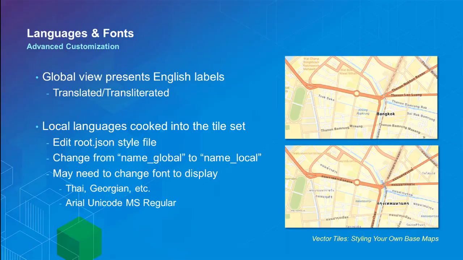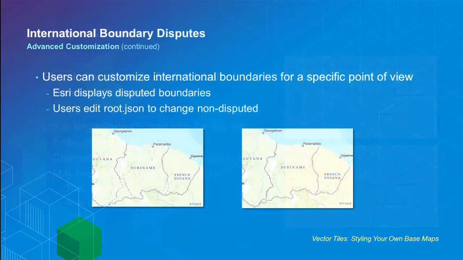You may need to change fonts to be able to see those local languages, such as the Thai language performs better using an Arial Unicode than with what our standard style font is in our standard base maps.